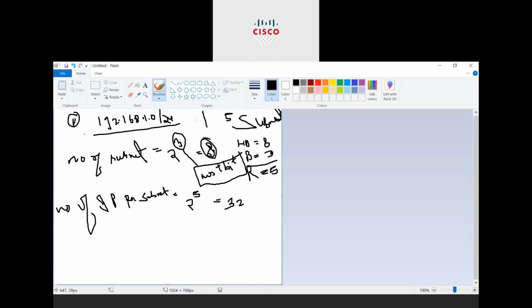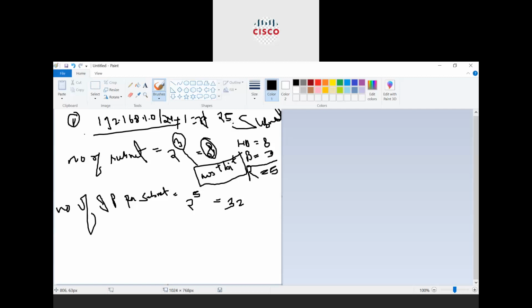My network bit will become 25. That is the key point. If I increase my network bits by borrowing host bits, it will affect the subnet mask, because the subnet mask is calculated using the network bits.